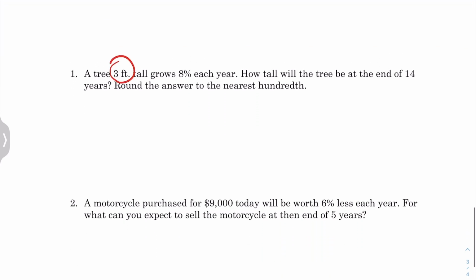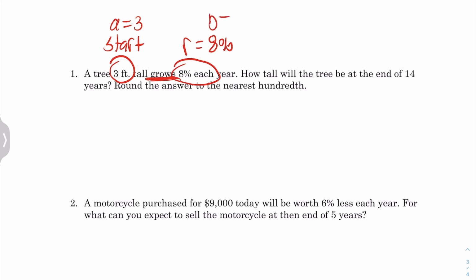Okay, we got a tree. It's 3 feet tall. That's a start. So that means that is the A value. I might have skipped that part in the last example. It's growing by 8% each year. That is the R value. If the R is 8% and we're growing, then we're not shrinking. So that means we are supposed to do an exponential growth, which means 1 plus 8%. 1 plus 0.08 to get 1.08 for B.